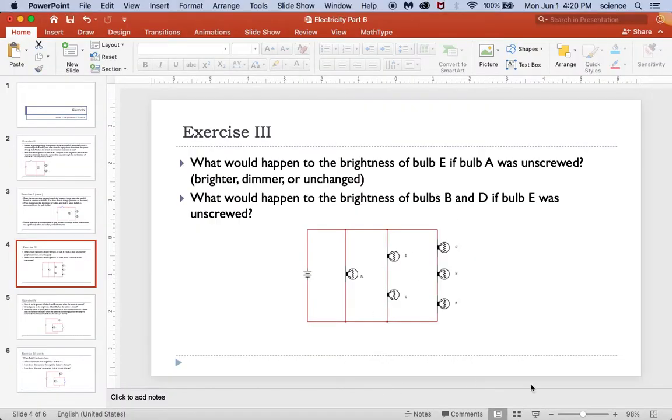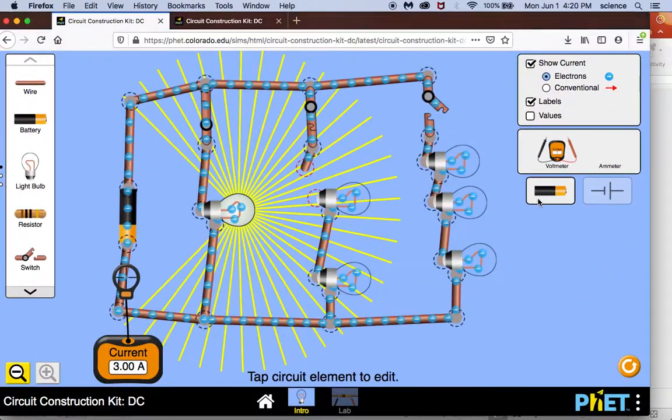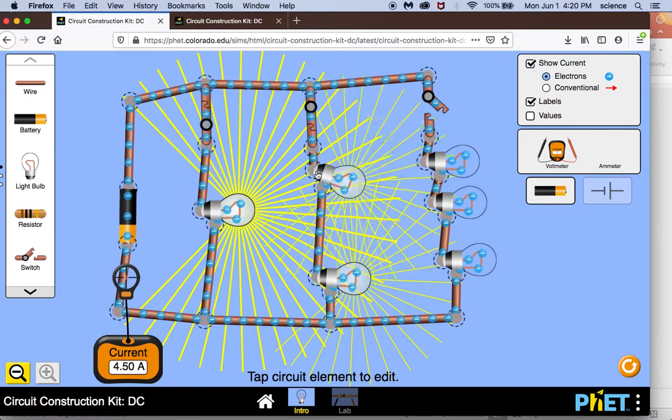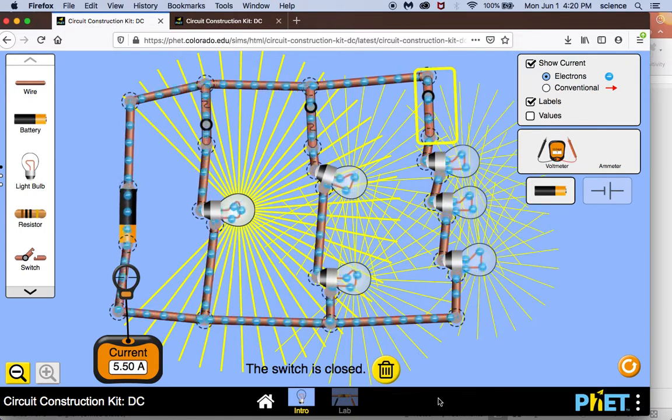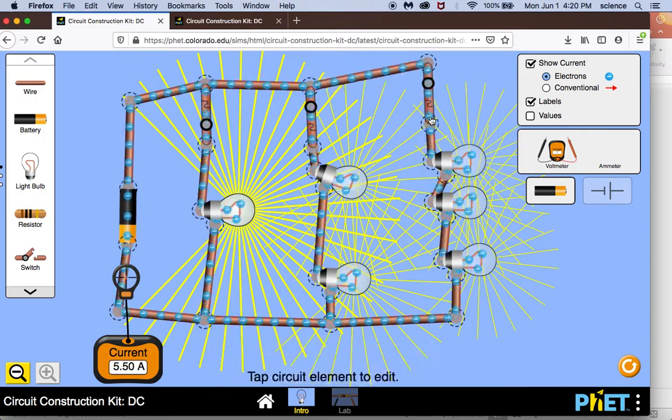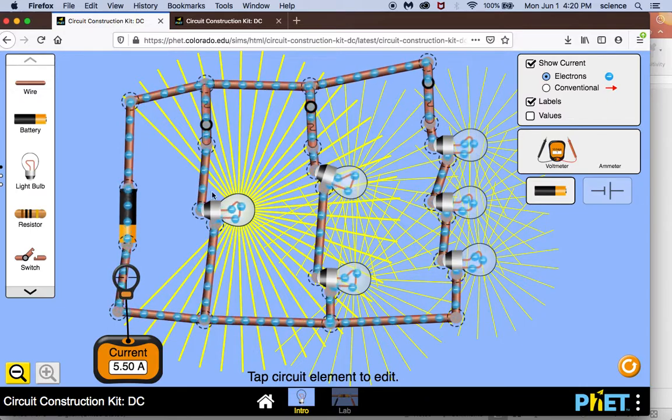The first thing I need to do in my simulation is close all my switches. So I'm going to reconnect, and then connect here. In the last circuit, I have bulbs A, B, C, D, E, and F. I notice that bulb A is the brightest because there's only one circuit, and all of the voltage of the battery goes to that one bulb.